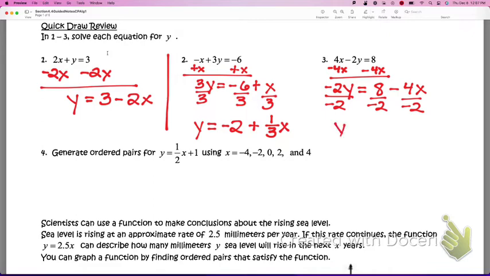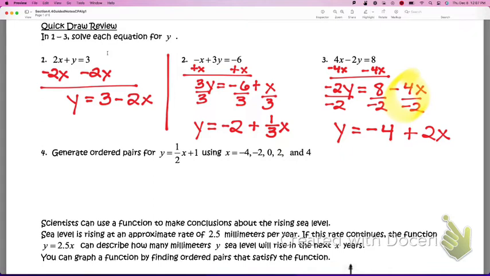So then we get y is equal to 8 divided by negative 2 is negative 4. What's negative 4x divided by negative 2 right here? Positive 2x. Perfect. All right. So that was way back when we did Chapter 2 content. Now let's make sure we're good to go with our beginning of Unit 4 stuff.